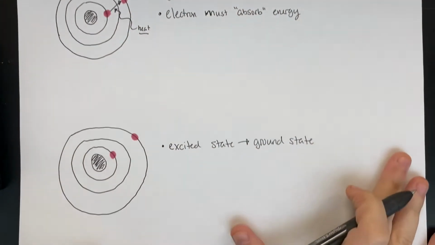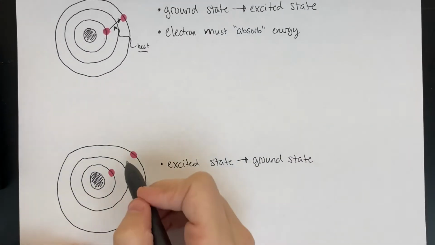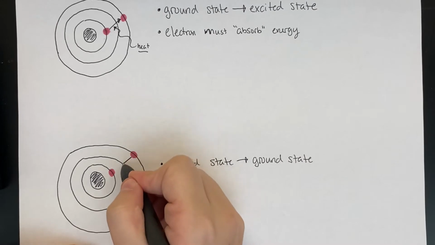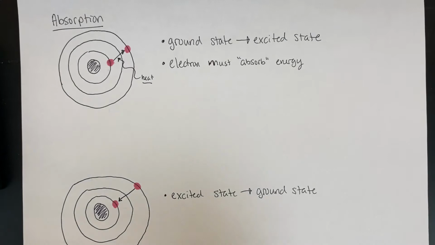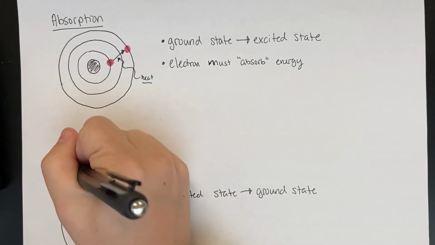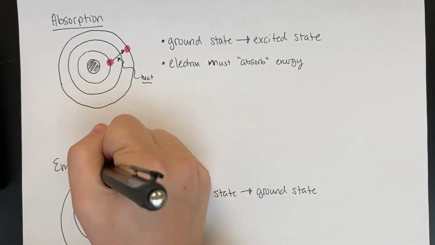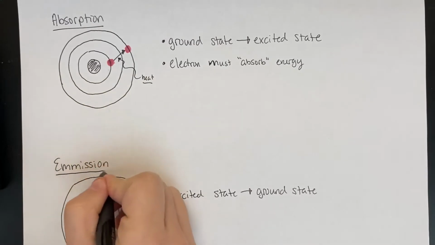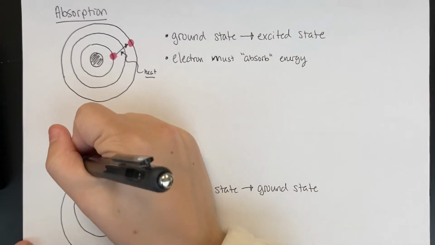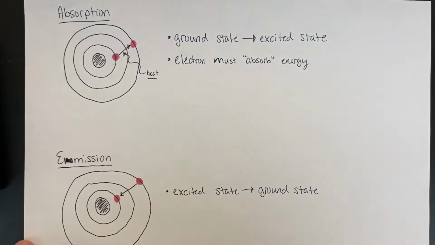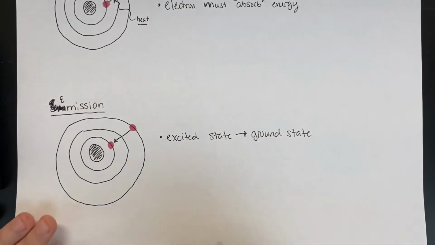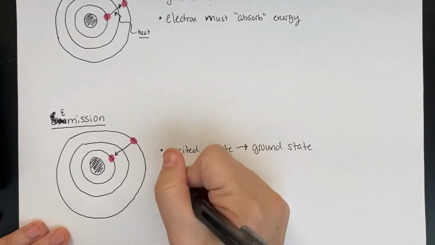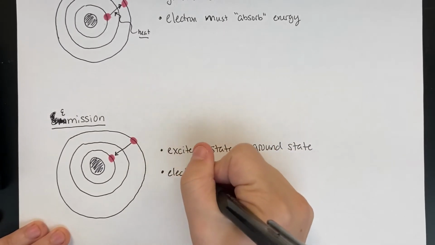The opposite of this is whenever we have an electron that starts out in the excited state and then jumps back down to the ground state. And this has a name as well. It's going to be called emission. Sorry, there's only one M in that. There we go. Anyways, the reason it's called emission is because the electron has to emit energy.